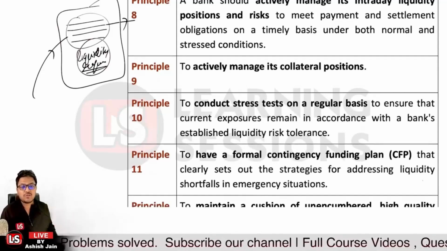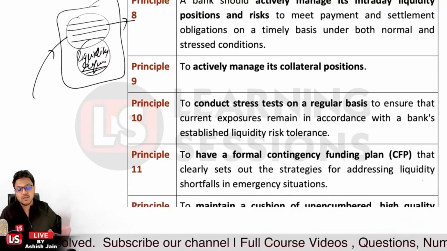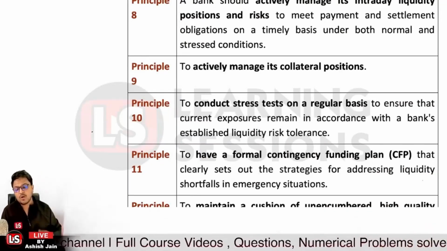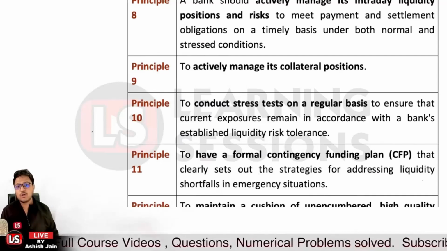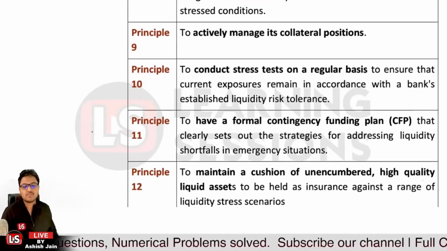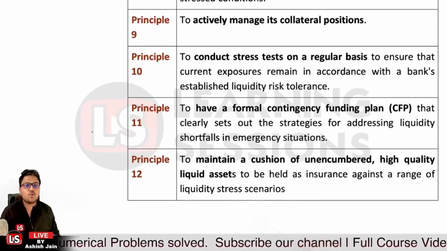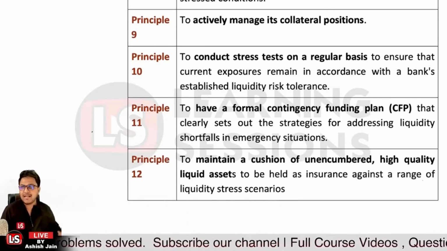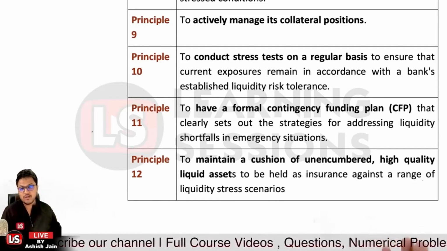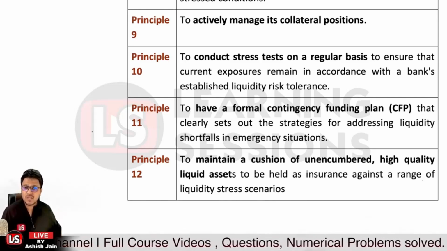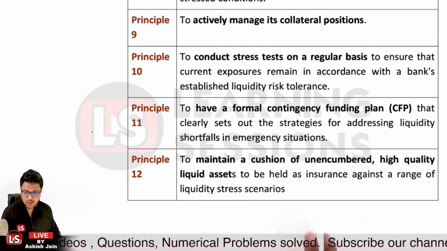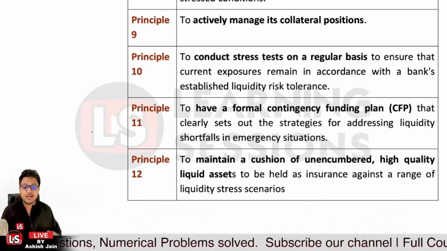The principle 11 is actually related to the CFP, that's actually related to the contingency funding plan over there. Now, if there is a contingency situation, what will be our funding plan in that particular case, how we are going to manage our liquidity risks over there in that particular case, that's actually related to principle 11. Principle 12 is actually related to maintaining a cushion, that you must be having some unencumbered high quality liquid assets with you, so that will actually be acting as the insurance. Okay, so even under the stress condition, when there is a severe liquidity stress, if you are having unencumbered, high quality liquid assets with you, definitely you can actually gear up and further can come out of that particular situation over there.